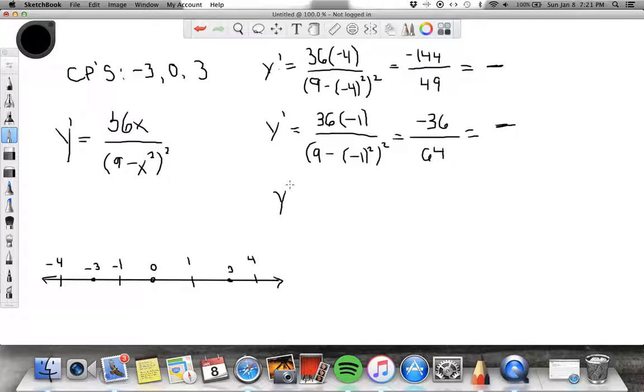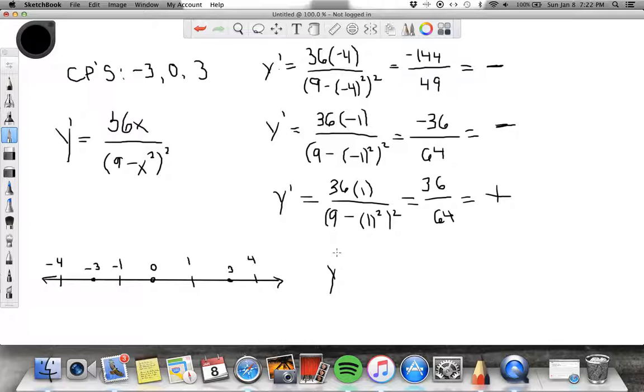So now we're going to use +1. I'm going to plug that in. 36 times 1 over 9 minus 1 squared, the quantity squared. When you simplify that, you get 36 over 64. And when you divide those, you will get a positive number. All we care about is that it is a positive value.